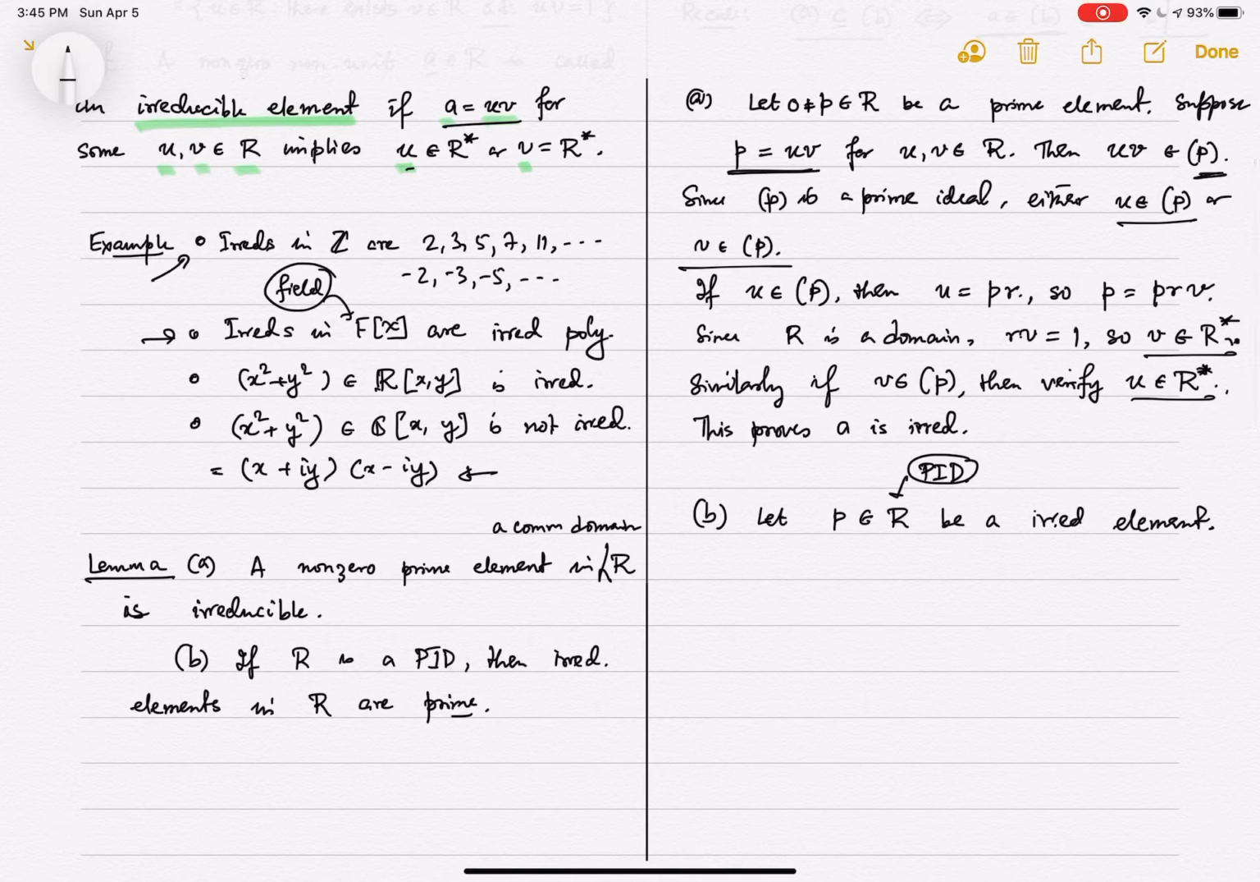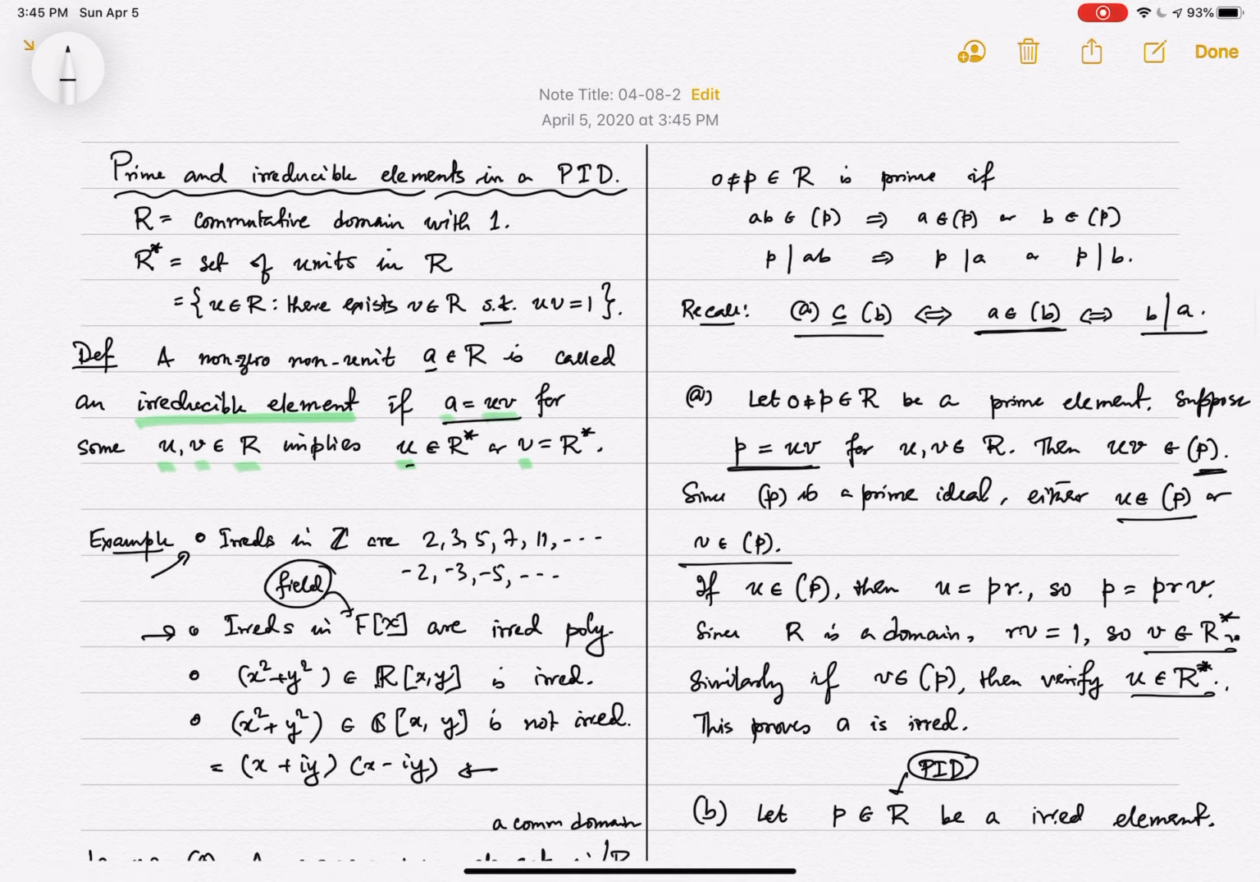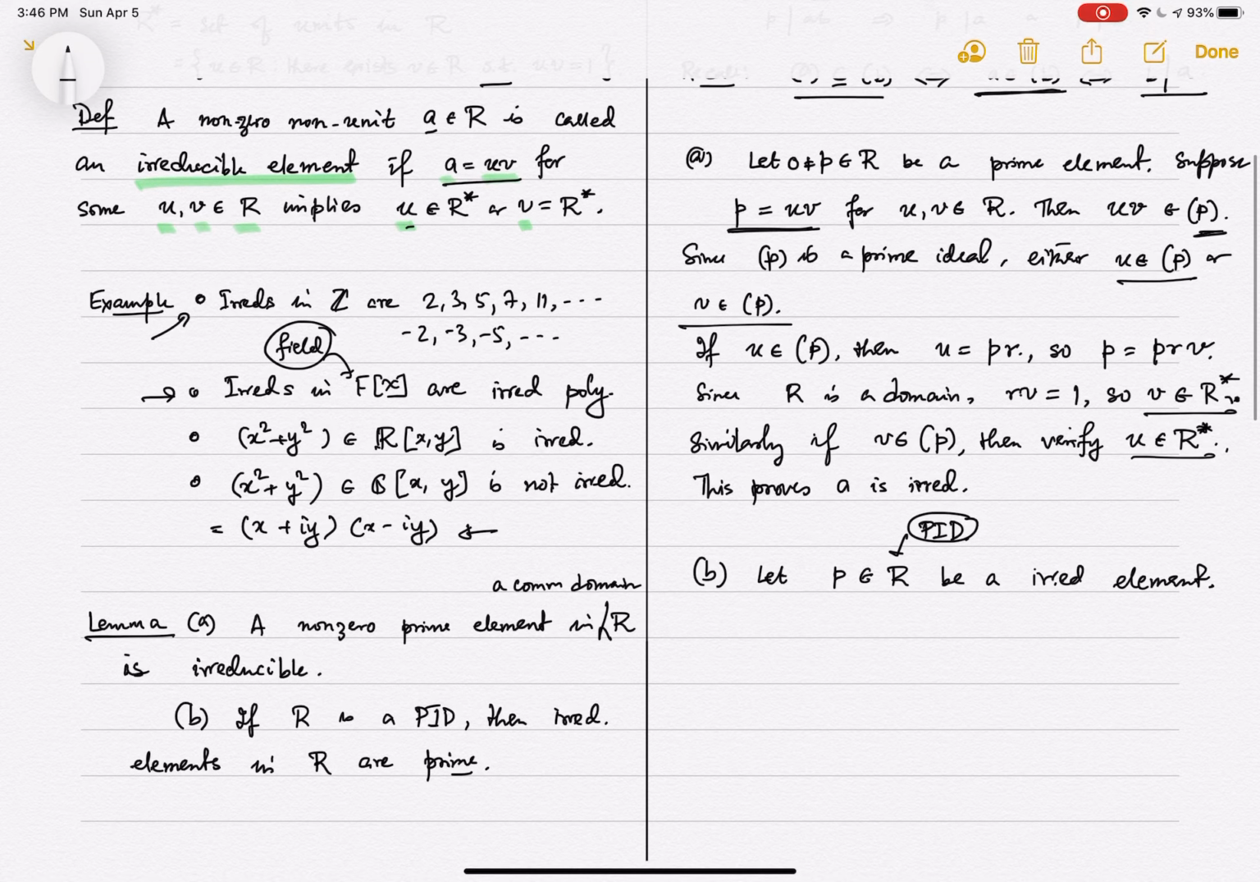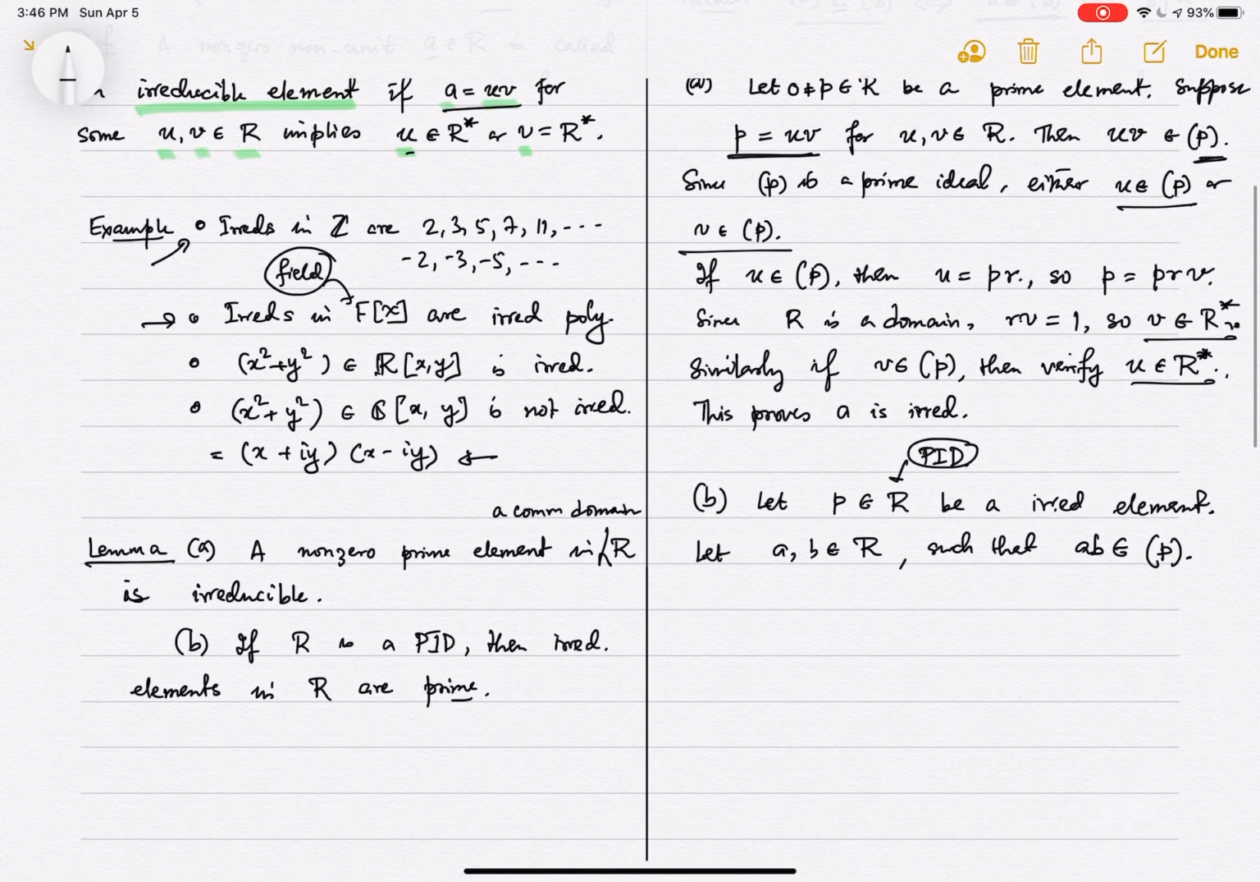How do I show something is a prime? I need to show that P is a prime. I take a product of two things that's in the ideal P, and I have to show that one of these things is. So suppose A and B are two ring elements such that the product is in the ideal generated by P. And remember, I need to show either A is in P or B is in P.